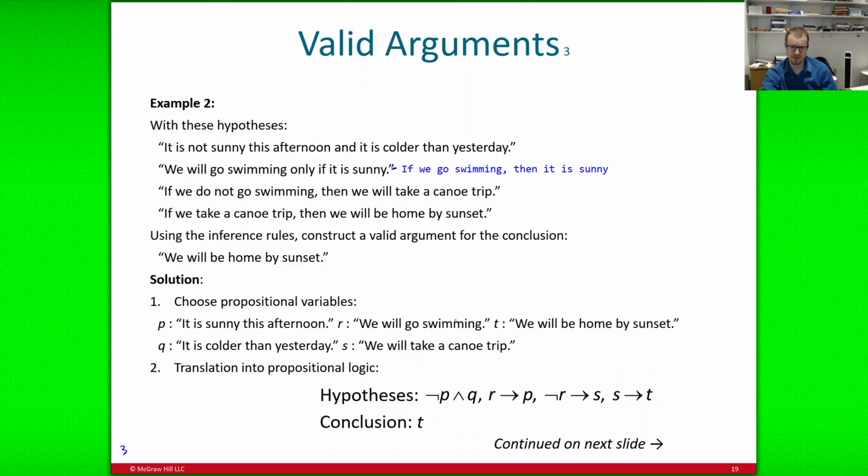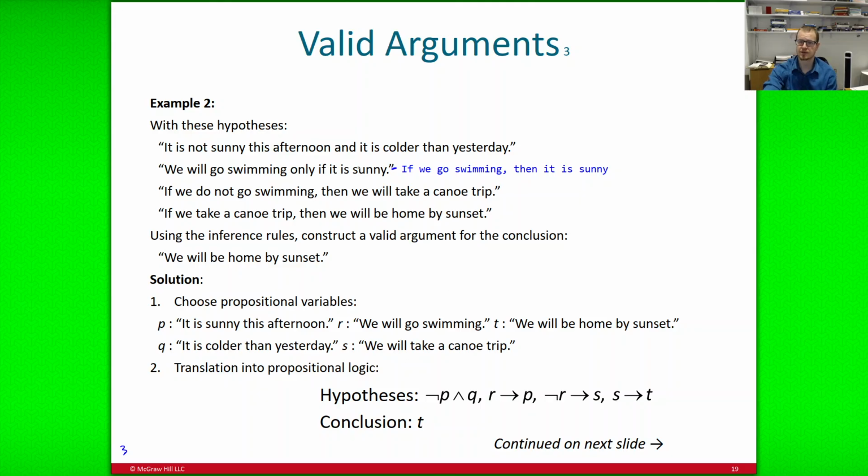So choose propositional variables. It is sunny this afternoon is P. Q, it is colder than yesterday. R, we will go swimming. S, we will take a canoe trip. And T, we will be home by sunset. Sometimes it makes sense for us to use letters that associate to the statements that are being made. In this case, we've not done so.